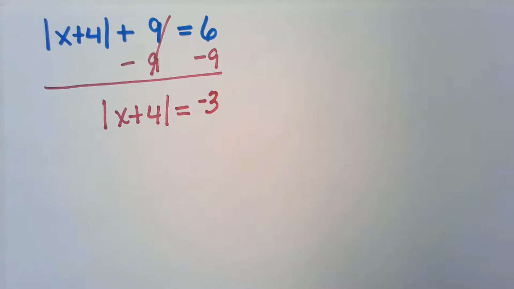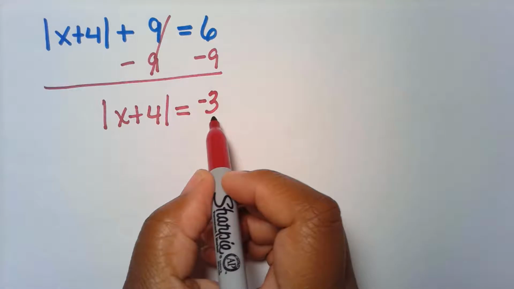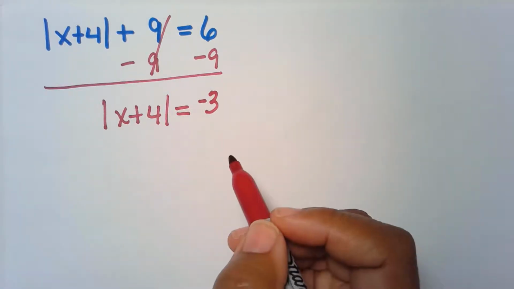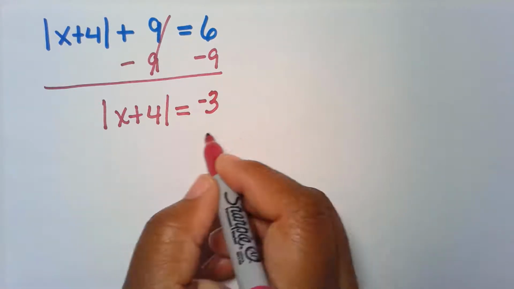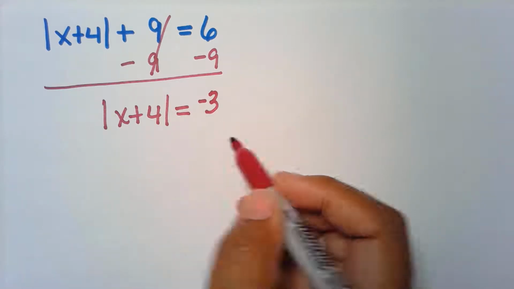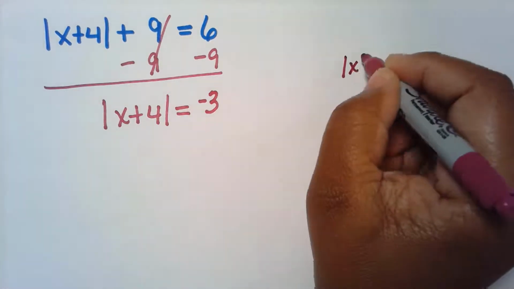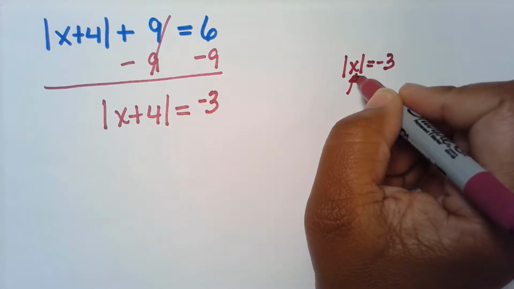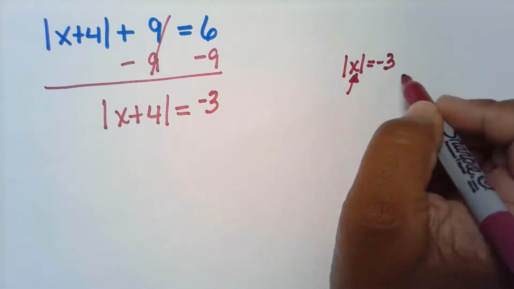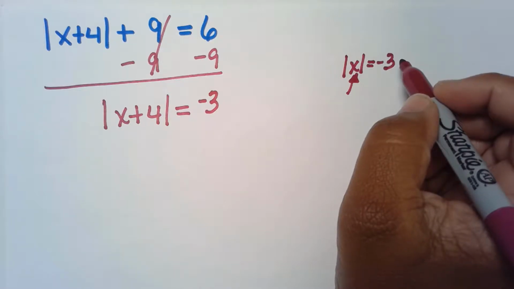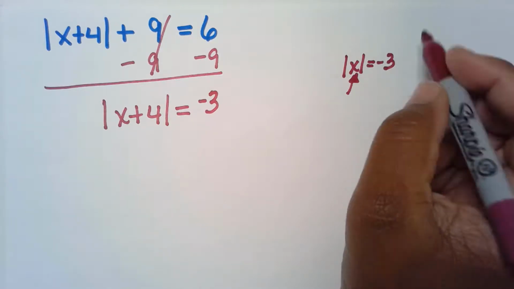Can we solve this equation with this absolute value equaling a negative number? So the answer is no, we cannot solve this. We can't have a negative distance. So if I took out that plus 4 and said plug in a value or values for x, take the absolute value, would give us negative 3, there would never be a number. Remember, the absolute value can be positive or 0, but never negative.